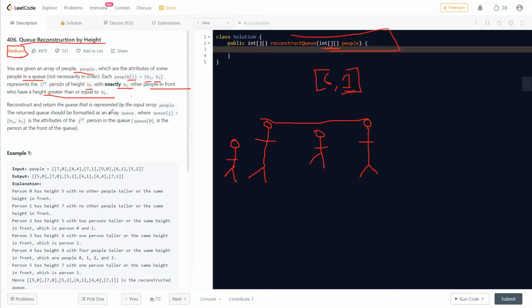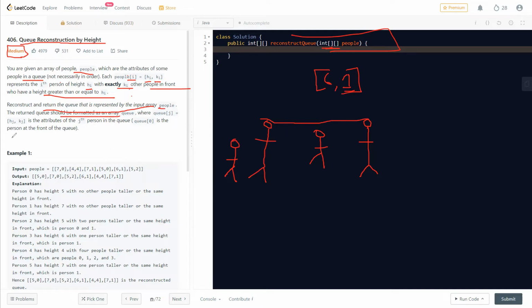Let's try to understand further what it says: reconstruct and return the queue that is represented by the input array people. So we need to reconstruct this queue and return that. The returned queue should be formatted as an array where queue[j] is [hj, kj], the attributes of the jth person of the queue. So basically we need to reconstruct this array.